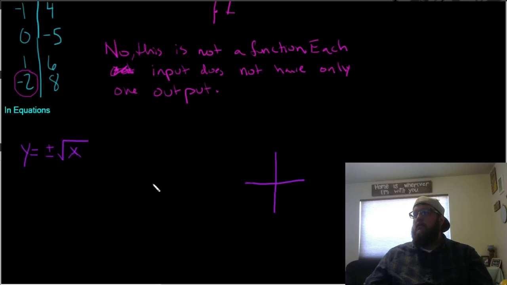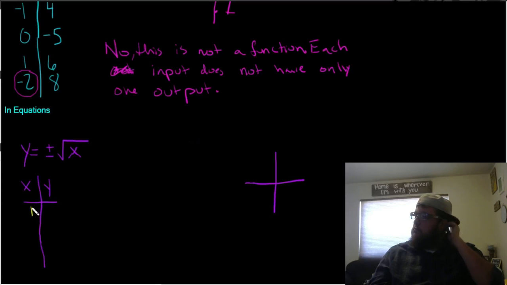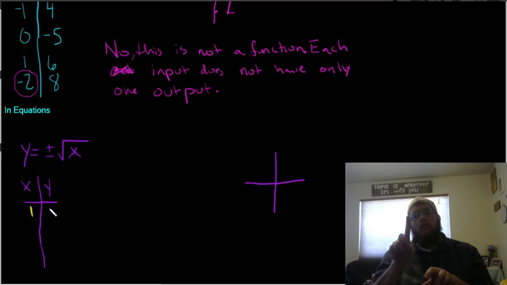But now let's look at what happens with this graph. What we can do is make a little table that will help us graph this if you're unfamiliar with a square root of x graph. We'll take numbers that can be easily square rooted, just so our answers don't get kind of crazy. So the first square root that I can think of would be 1. And the square root of 1 is either 1 or negative 1.